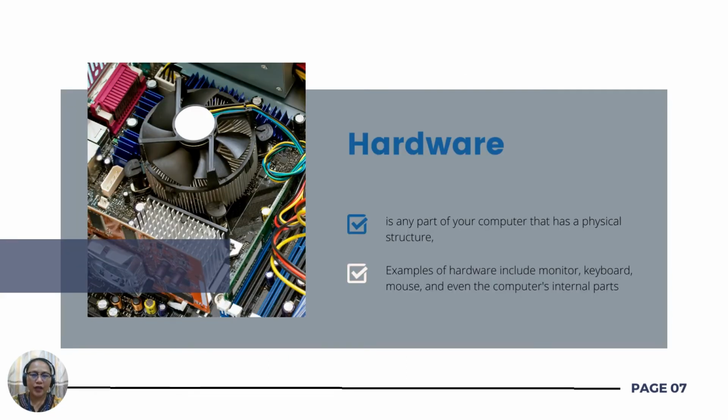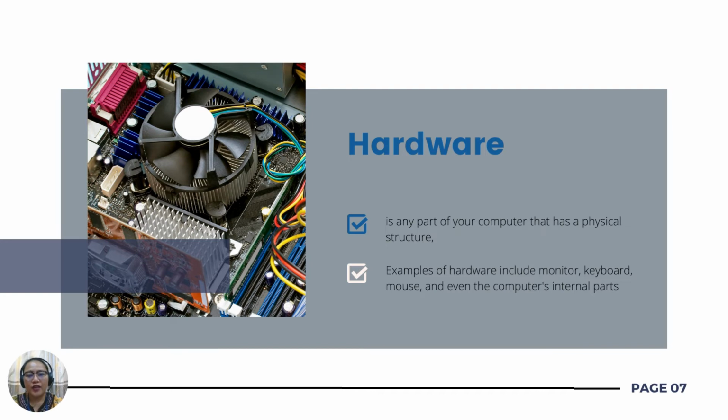These are parts of your computer that have a physical structure, such as your keyboard, your mouse, your monitor, your computer case, even the computer's internal parts, which you can see in the image on your screen, are examples of hardware. So when we say hardware, these are the parts of your computer that are tangible, or the parts that you can actually touch.